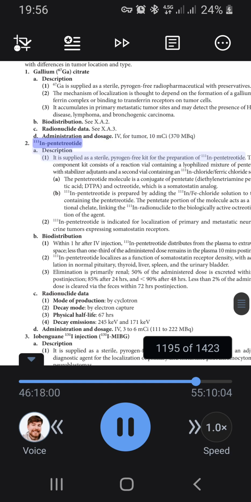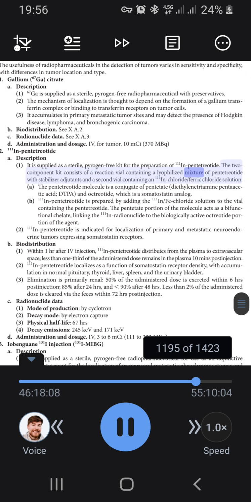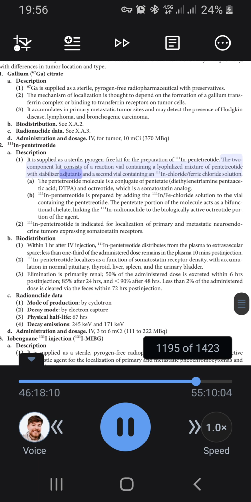2. 111In-pentetreotide. A. Description: 111In-pentetreotide is supplied as a sterile, pyrogen-free kit for the preparation of 111In-pentetreotide. The two-component kit consists of a reaction vial containing a lyophilized mixture of pentetreotide with stabilizer adjuncts, and a second vial containing an 111In chloride, ferric chloride solution.